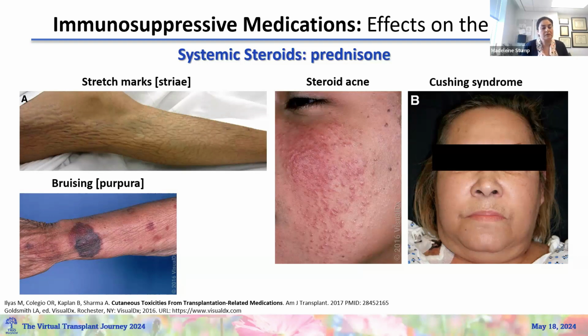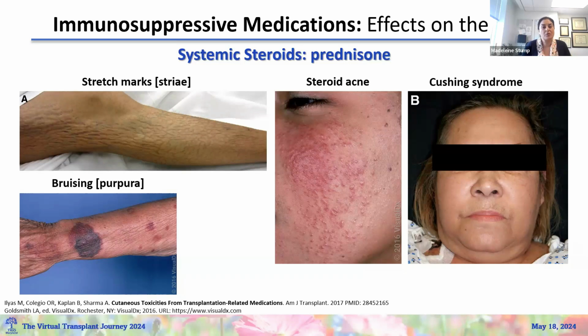We'll start with systemic steroids. Systemic steroids are used in many immunosuppressive regimens and often prescribed at high doses early in the post-transplantation period, and they tend to be tapered or even discontinued later on. However, systemic steroids have a lot of side effects, both internal and on the skin. Usually about 50% of patients who have been for 3 months or greater on steroids such as prednisone of 20 milligrams or higher will develop skin manifestations.